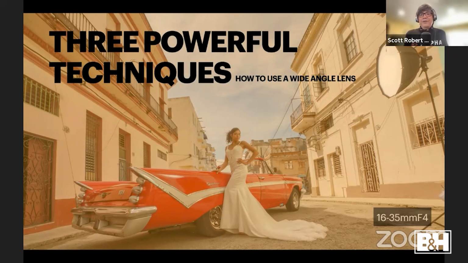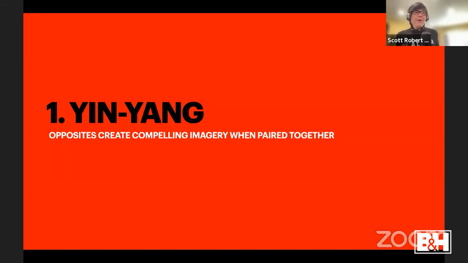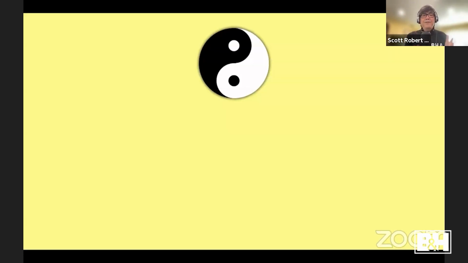This shot here was in Cuba, and I'm using a 16 to 35 lens at f4. And I'm going to show you why you need to use wide angle lenses with your portraits. Number 1. Have you guys heard of this term, yin-yang? Opposites create compelling imagery when paired together. That is a very key component to presenting your work, or if you're into cinematography, you definitely know about this technique. And I'm going to unwrap this just a little bit more.